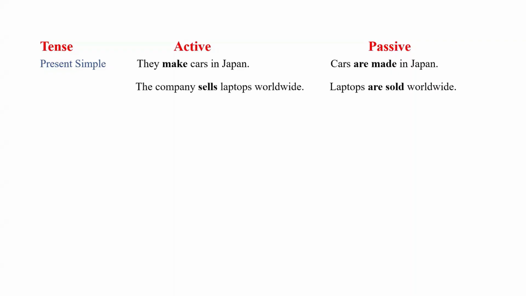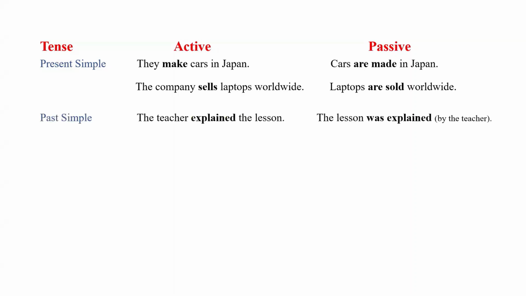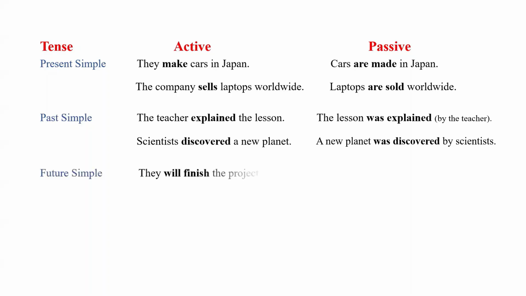The company sells laptops worldwide. Laptops are sold worldwide. Then we have past simple. The teacher explained the lesson. The lesson was explained. If you want, you can add by the teacher. If not, just leave it there. Second example. Scientists discovered a new planet. A new planet was discovered by scientists.